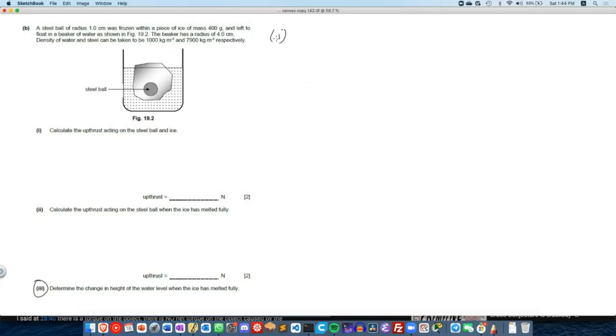So the first part asks us to calculate the upthrust acting on the steel ball and ice, and that is just going to be the weight of the steel ball and ice. So why is that so? It's because if we draw the steel ball and ice and we draw a force body diagram, then there's two forces acting in the vertical direction. One is the upthrust by the water, by the displaced water. And another one is the weight of the ice plus the weight of the steel ball, the combined weight. And because this object is in equilibrium, the net force must be zero. So the two forces being in the opposite direction must be equal in magnitude.